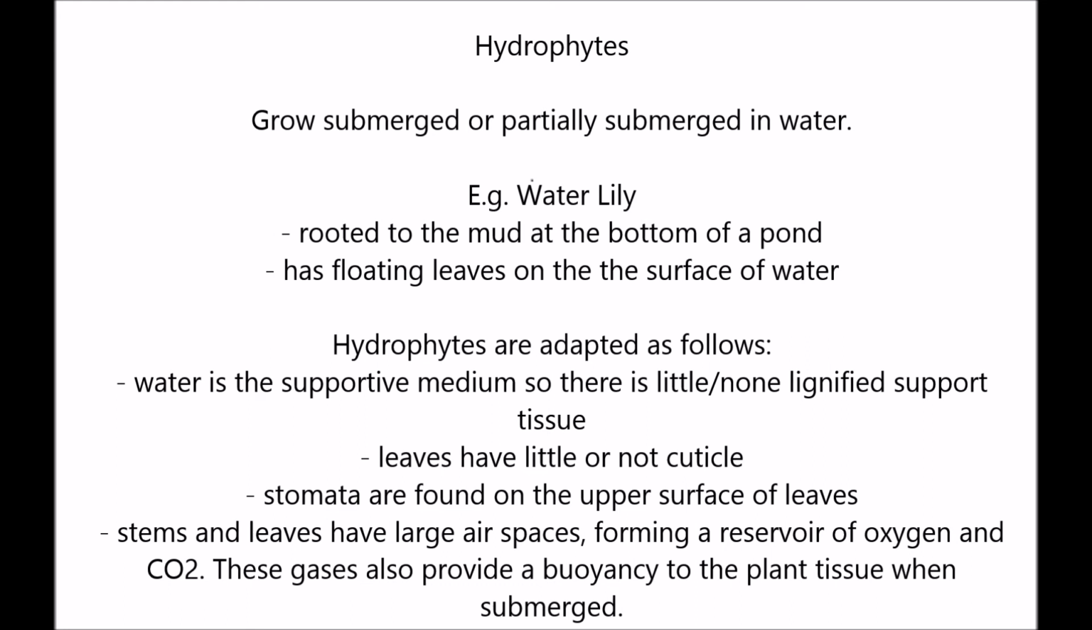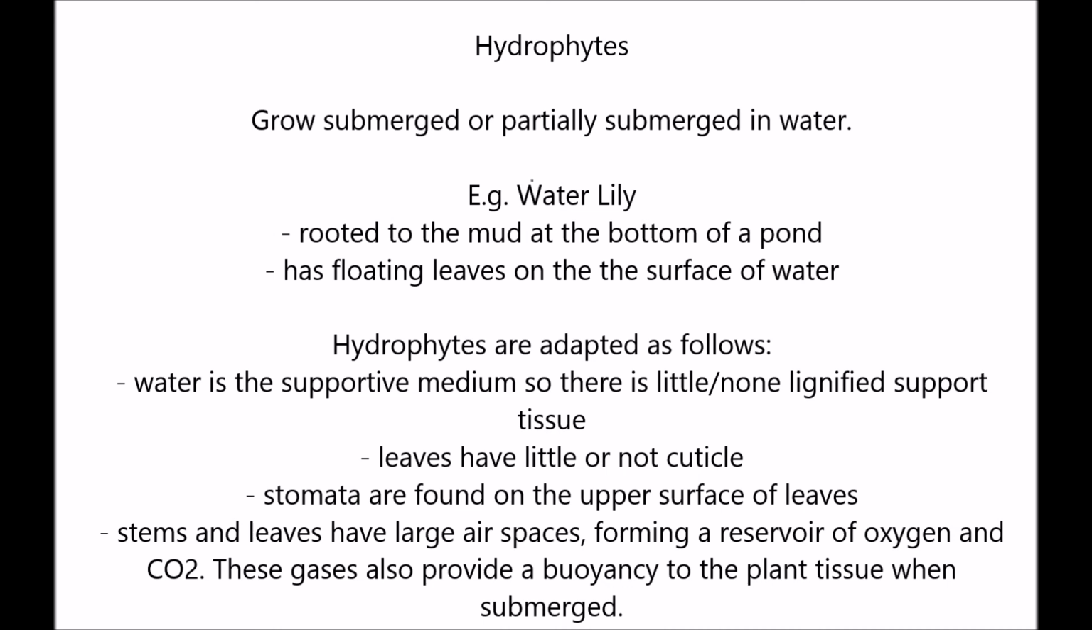Hydrophytes. These grow submerged or partially submerged in water. For example, the water lily. This is rooted to the mud at the bottom of a pond, but has floating leaves on the surface of the water. Hydrophytes are adapted as follows. The plant is supported by the water medium, so has little or no lignified support tissue.